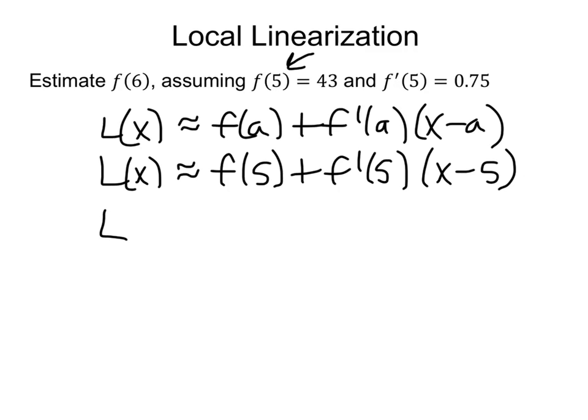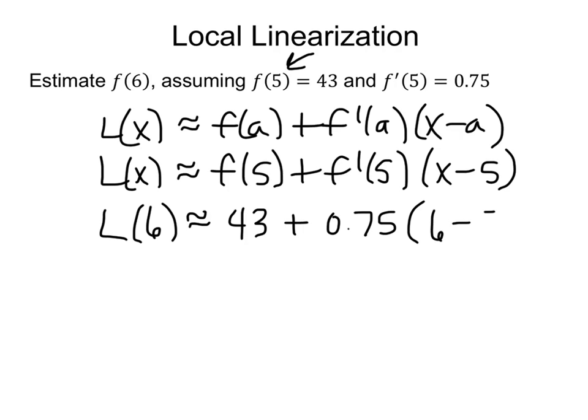So we want to approximate using linearization what the value at 6 would look like. And it would look like f of 5, which is 43, that's given, plus the slope at 5, 0.75, multiplied by x minus 5. Let's plug in the x is 6. 6 minus 5 is 1. 1 times 0.75 is 0.75. And then add 43, and we're going to get 43.75.